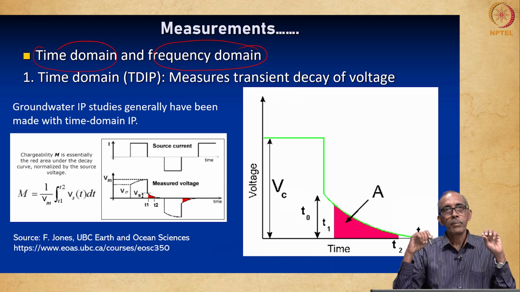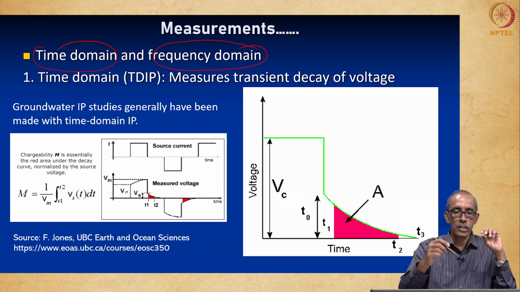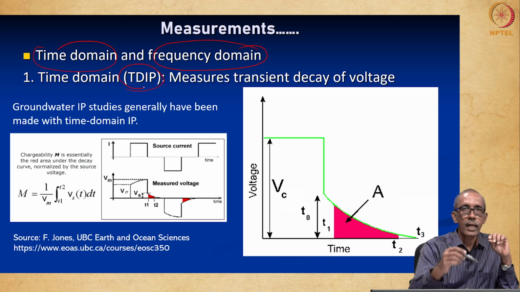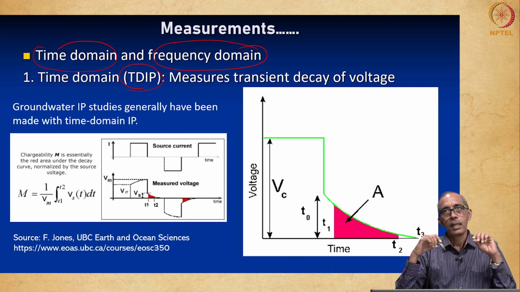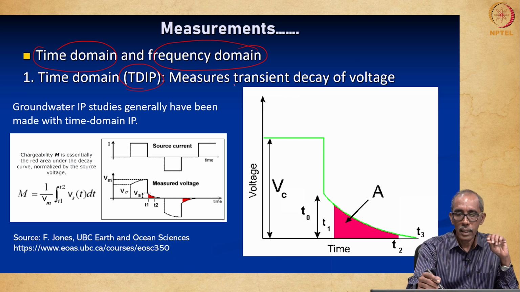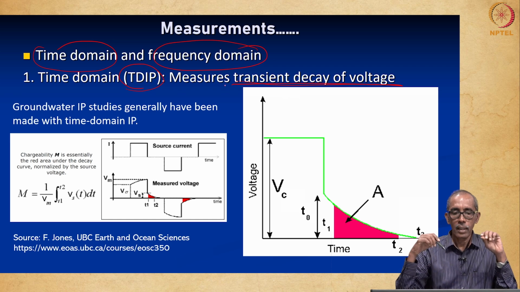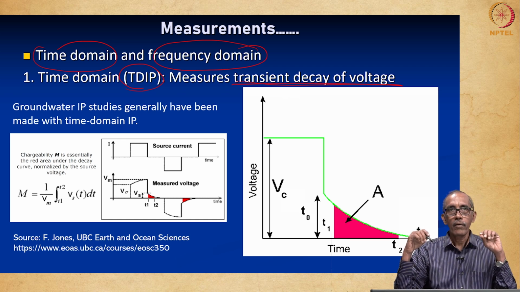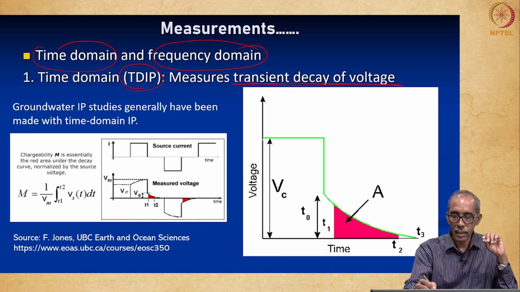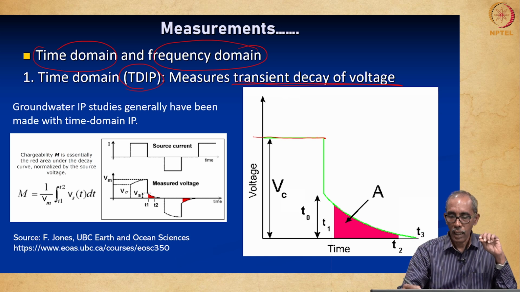Right. In time domain induced polarization method, which is also abbreviated as TDIP, what we are trying to measure is the transient decay of voltage. Right. In other words, our focus is over this area, right. This is the voltage which we are measuring when we are applying the current. At this time, we have stopped the application of current, right. Hope you can see where I am marking, right. That is this area.